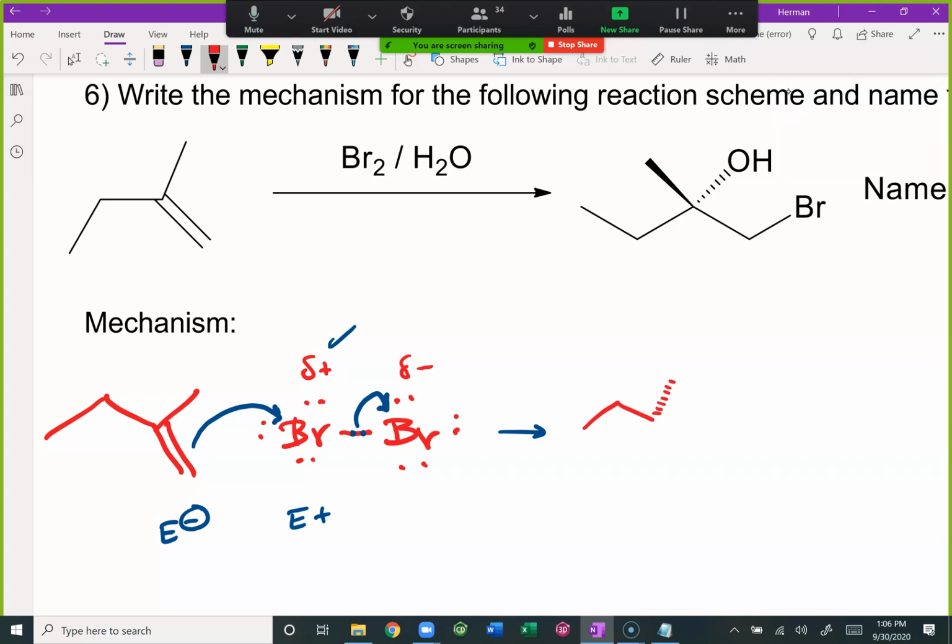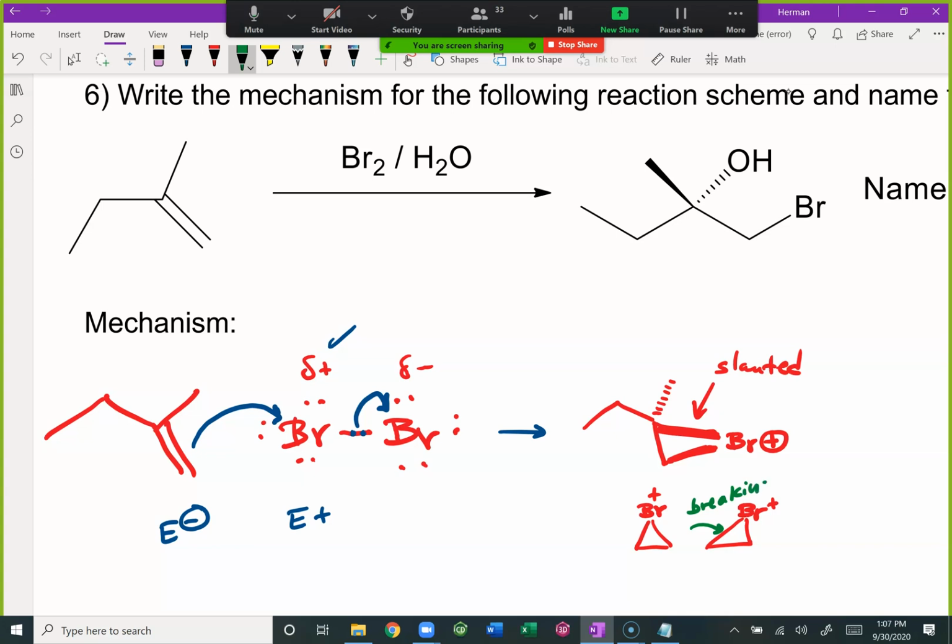So notice I'm going to put this methyl group down intentionally, and my bromonium ion will be up. But notice that the bond on the top, this one, is more elongated, and also it's slanted. It's very important. This is not a perfect triangle. This is more like that. All right, you get that? Where your bromine will be here. So in terms of bond breaking, bond making, this bond wants to break. It's breaking.